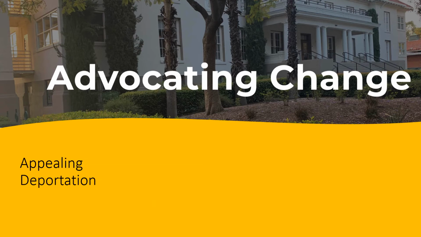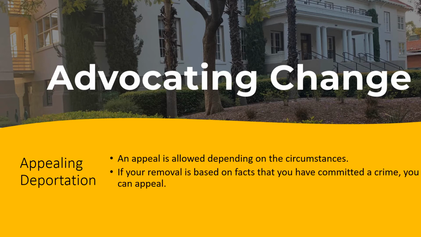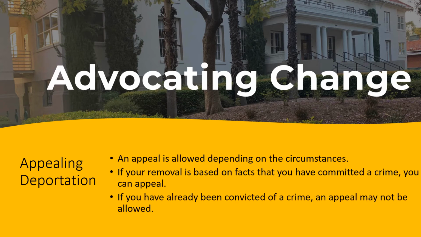Appealing deportation. In the United States, you may appeal certain deportation rulings. In most cases, an appeal is allowed depending on the circumstances. For example, if your removal is based on facts that you have committed a crime, you can appeal in order to convince the judge that you are innocent. Similarly, if you have already been convicted of a crime or have a criminal record, an appeal may not be allowed.